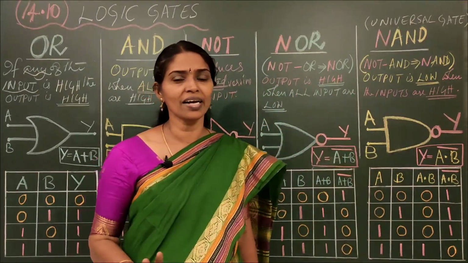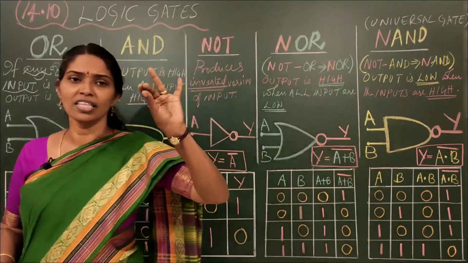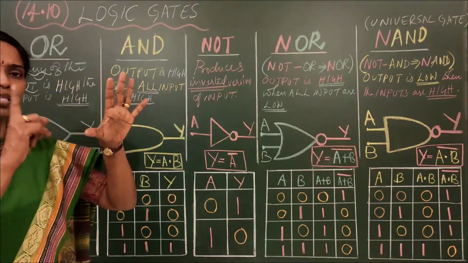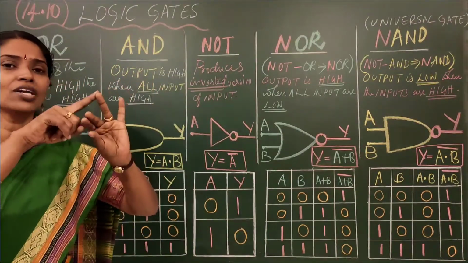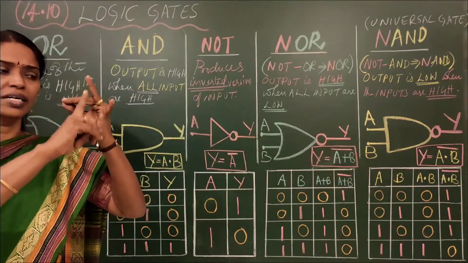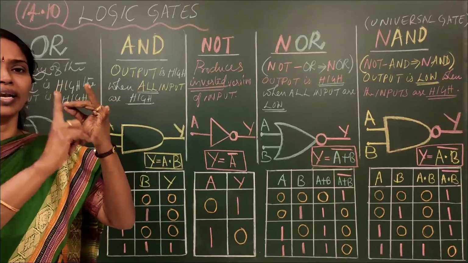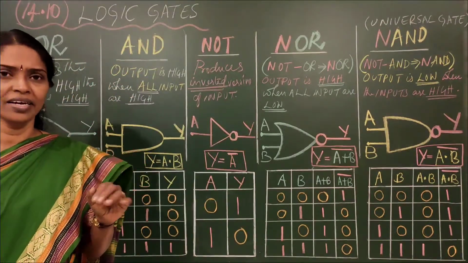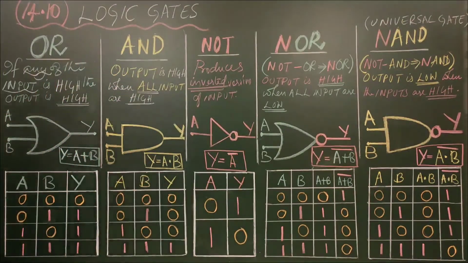So, hope it is clear. You have 5 gates: 3 fundamental, 2 derived. Basic gates, what are they? AND, OR and NOT. What are the derived ones? NOR, NAND. 5 fingers, 5 gates. Hope it is clear. Okay, you can take a screenshot, write it down, learn it right now. Very simple topic and a sure question for the paper.